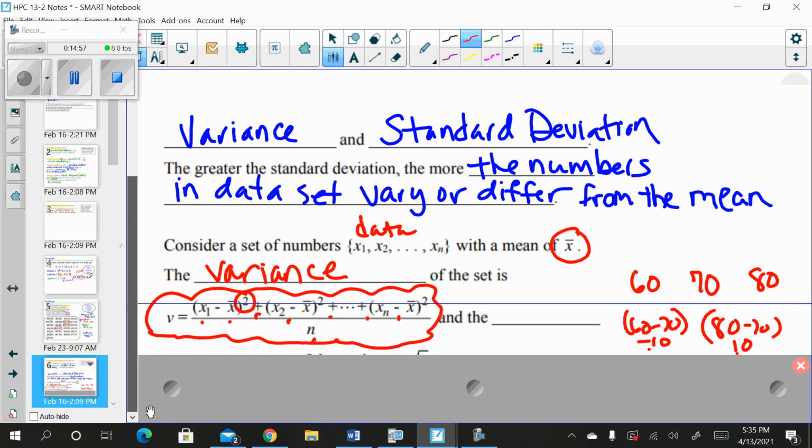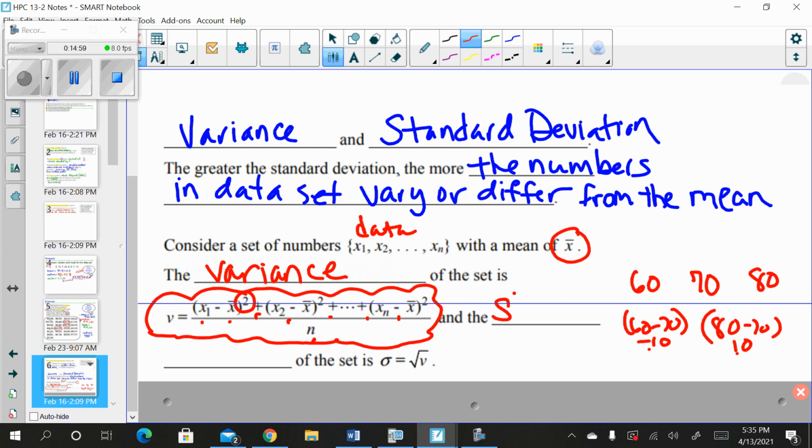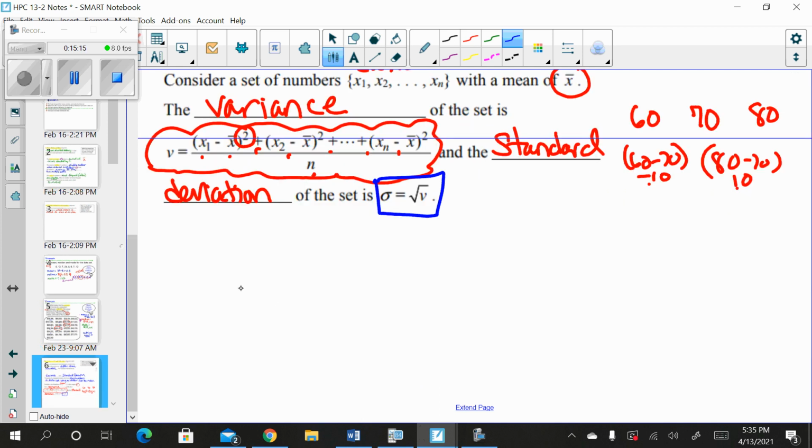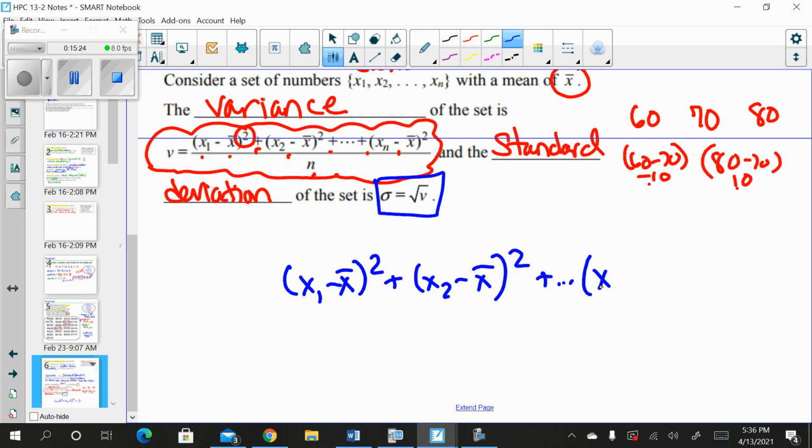Then to get the standard deviation, this is the important follow-up to this. For the standard deviation, we use the variable sigma, this cute little O with a little tag on it, which is the square root of the variance. So you take that variance formula, your x1 minus x bar squared plus x2 minus x bar squared, plus all the way down to your last value in your data set squared. You divide by how many numbers there are all together.